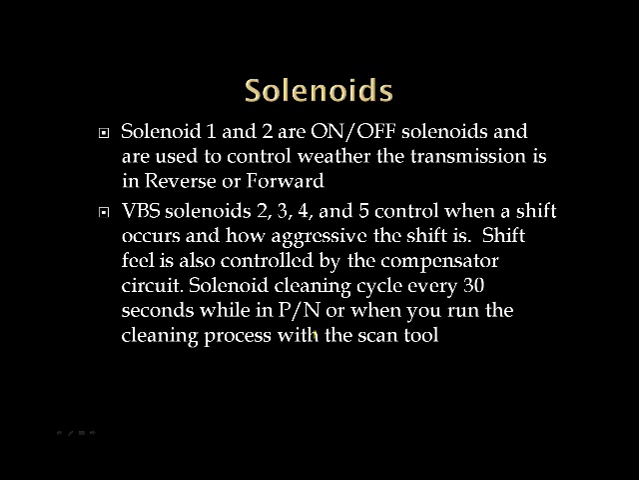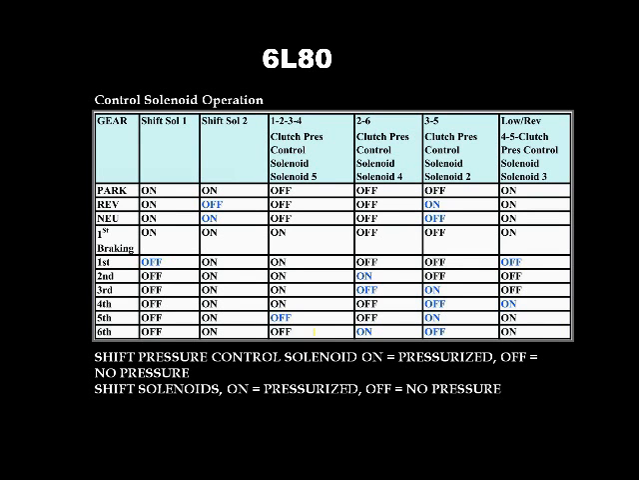Your shift accumulation, since we don't have a bunch of accumulators in this transmission like we do in other transmissions, is done electronically. They also have something they call a compensator circuit that helps control the shift feel of the transmission itself. The solenoids do have a cleaning process. If you're running the transmission in park or neutral, they go through a solenoid cleaning process every 30 seconds. They recycle the solenoids, and the whole idea behind that is to try to keep the solenoids clean. You will also have a cleaning process, as you're going to see a little later on, that you conduct with the use of a scan tool.